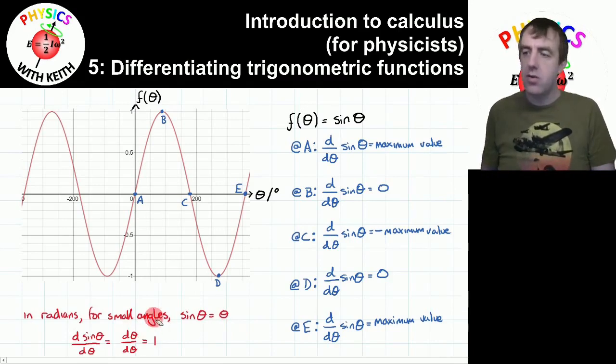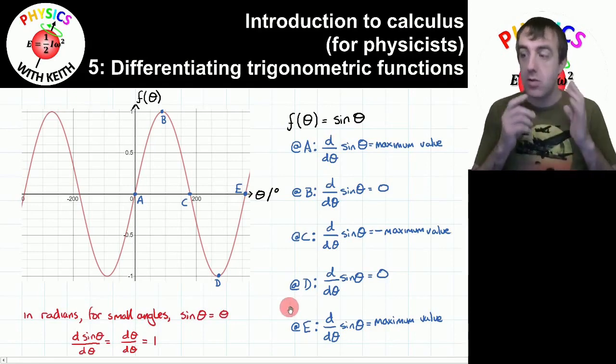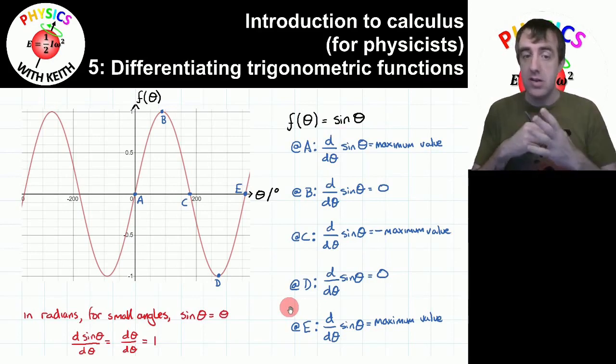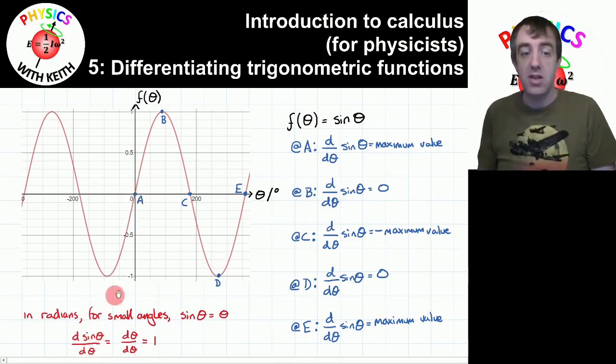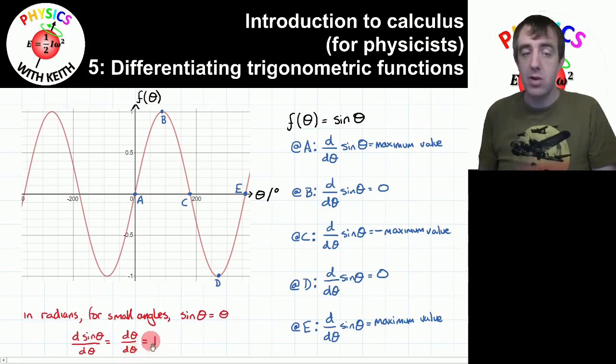Now, I've put a little note down here at the bottom, which I think is important. If we were using radians, and I know we're not, but if we were, for small angles, sine theta would equal theta. And if you don't believe me, grab your calculator and try it out. For very small angles in radians, sine theta equals theta. This line has a gradient of 1 through the origin. So d sine theta by d theta, that's the gradient of this line through the origin, would look like d theta by d theta, which would be 1.